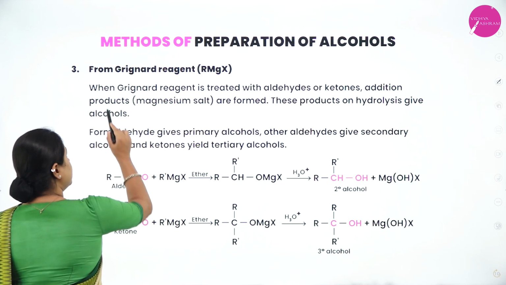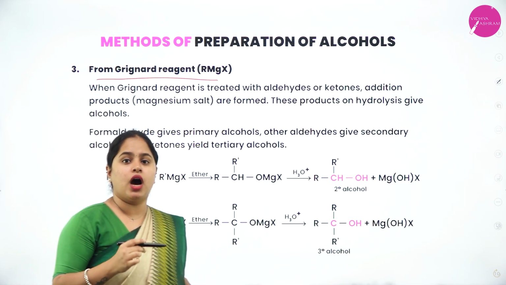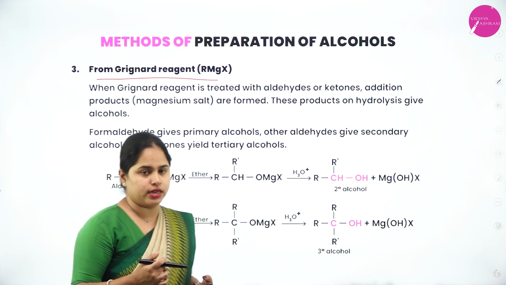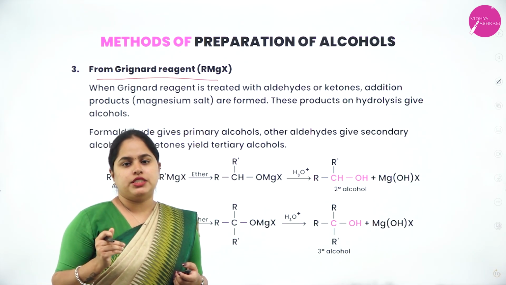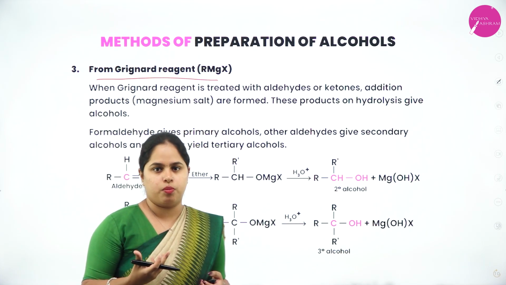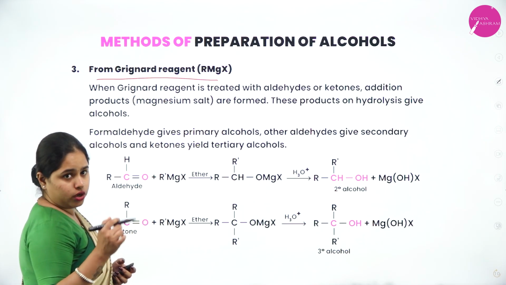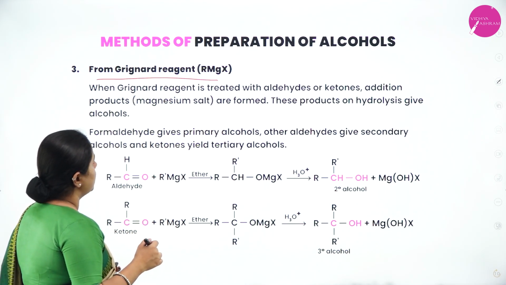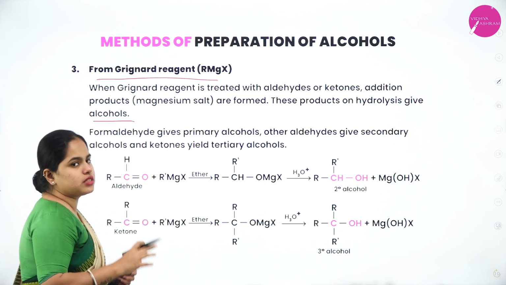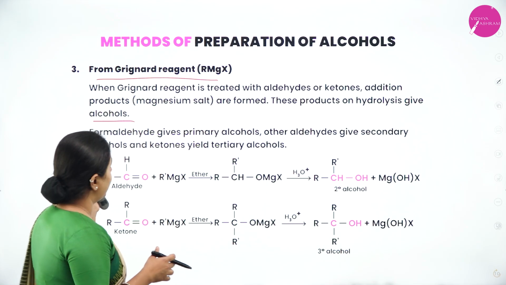Moving on to the third method, that is from Grignard reagent. We have already studied how to prepare a Grignard reagent while we were studying haloalkanes and haloarenes, right? At that time itself, I mentioned Grignard reagent is used for the preparation of other compounds as well. When Grignard reagent is treated with aldehydes or ketones, addition products are formed, and these products on hydrolysis give alcohol. First a magnesium salt will be formed.